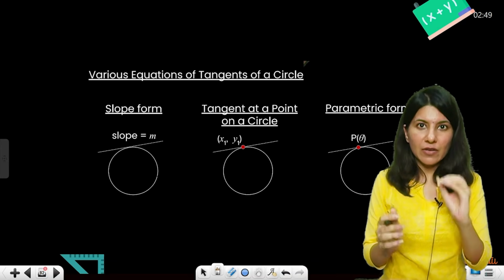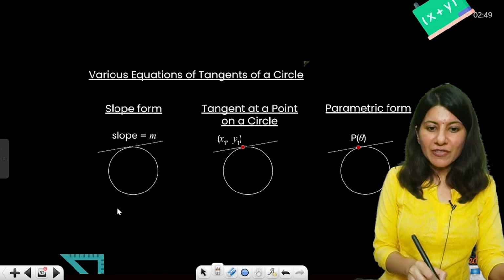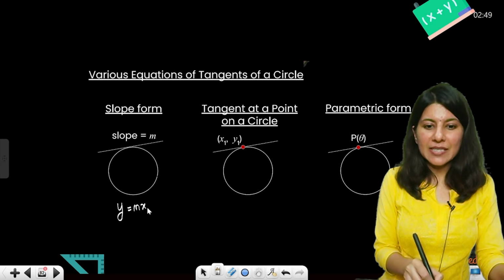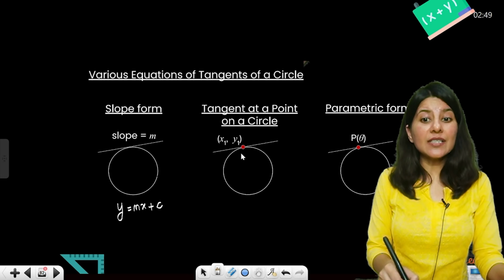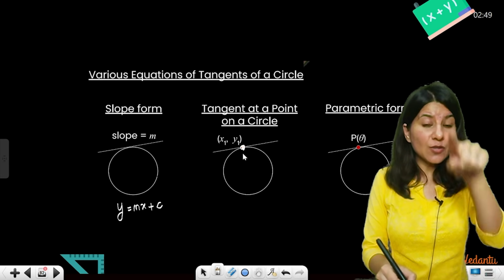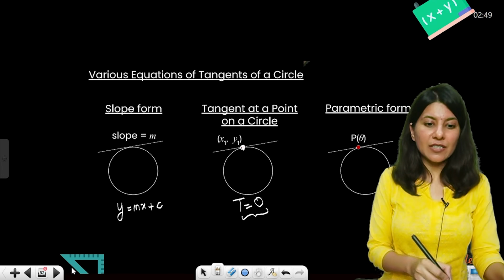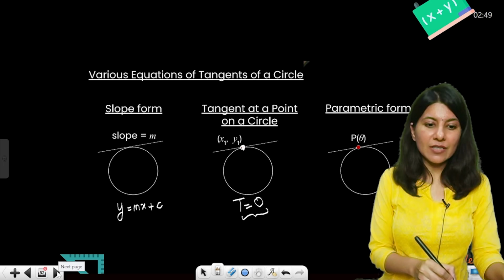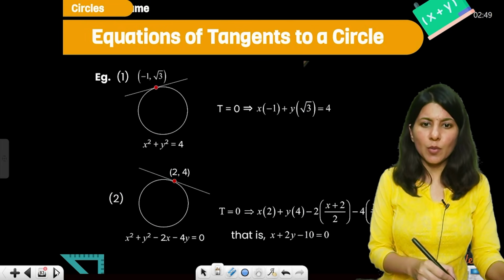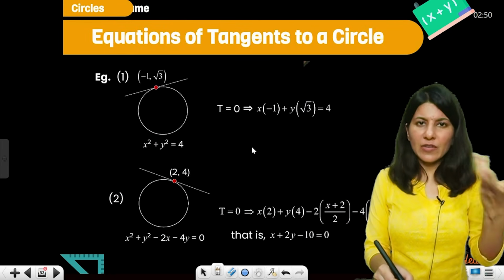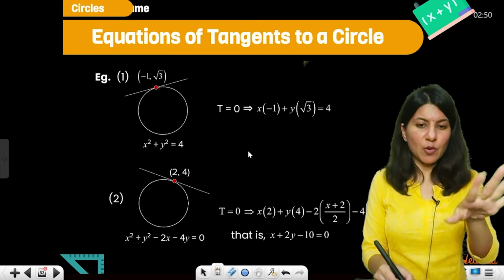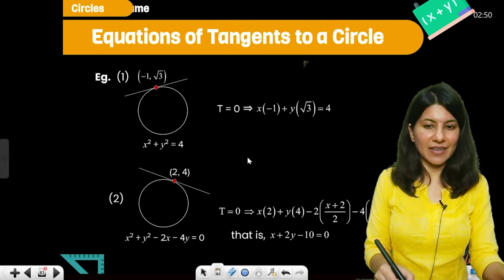So what we have covered till now: the slope form of tangent, y equals mx plus c, and the tangent on a circle at a point, when the point lies on the circle, which will be given by T equals 0. And there is a parametric form also. One by one, let us revise and solve some good problems on it. First, we have solved y equals mx plus c, enough problems. Now T equals 0 is remaining, right?